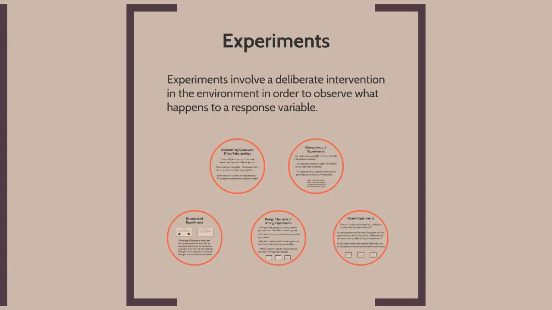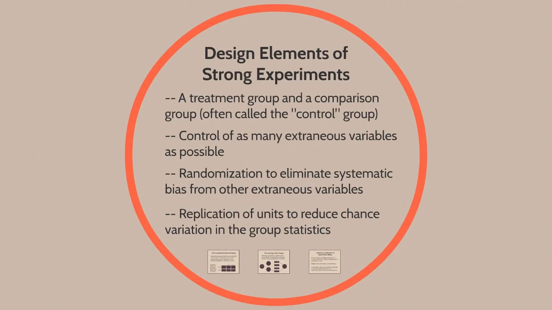In the previous video, I began introducing you to the idea of experiments. The primary purpose of an experiment is to establish a cause and effect relationship among an explanatory and response variable, which in experiments we can call an independent and dependent variable. Now we want to actually look at some experimental designs. Here are the design elements of strong experiments.